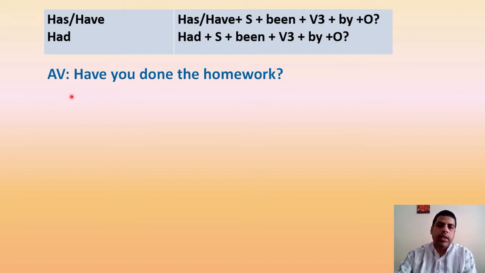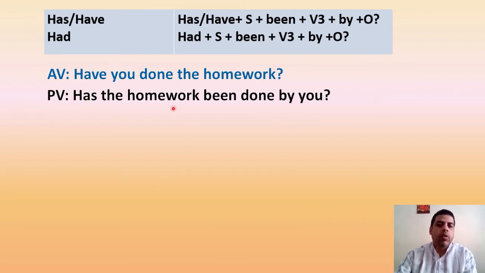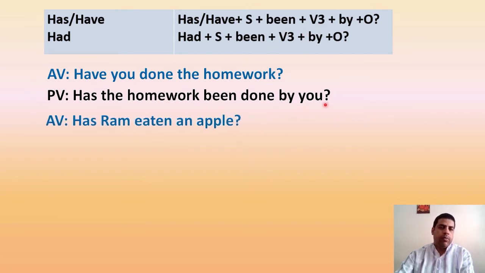Here the question is beginning with have. So if the question is beginning with has or have, what you have to choose? Either has or have. Which one to choose depends upon what was the object in the question given. The homework. The homework is singular, so it has to take the auxiliary verb has, not have. So the answer will be has the homework plus been will come here, and V3 already done is there by you. Look at one more example.